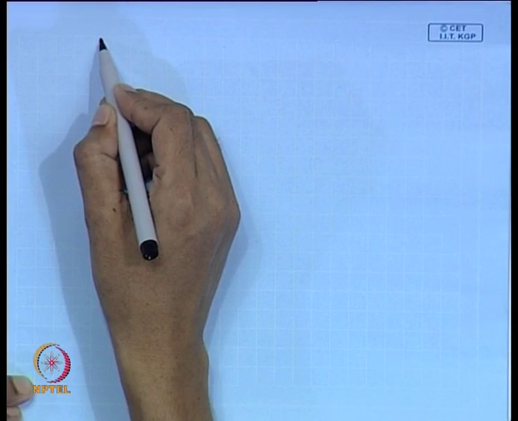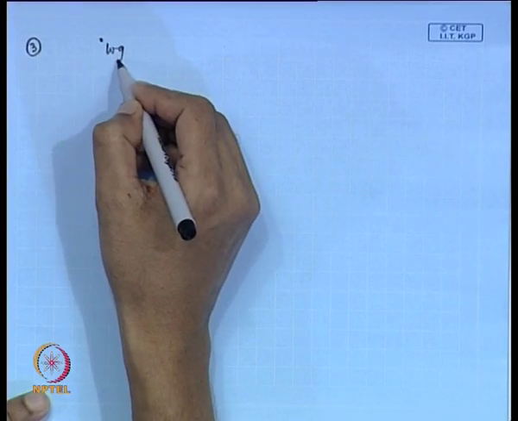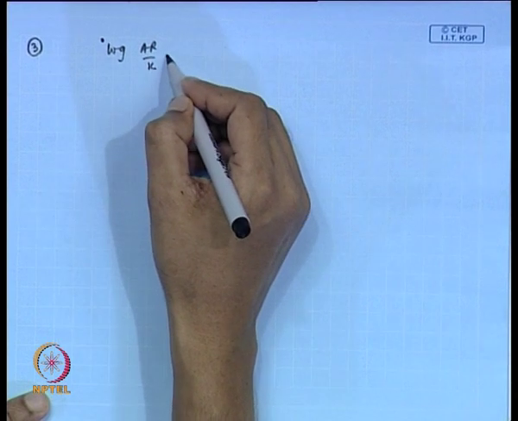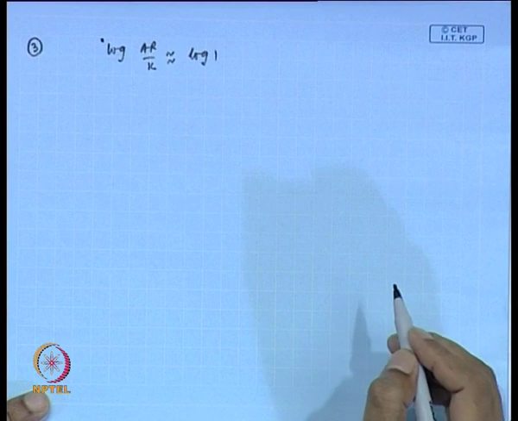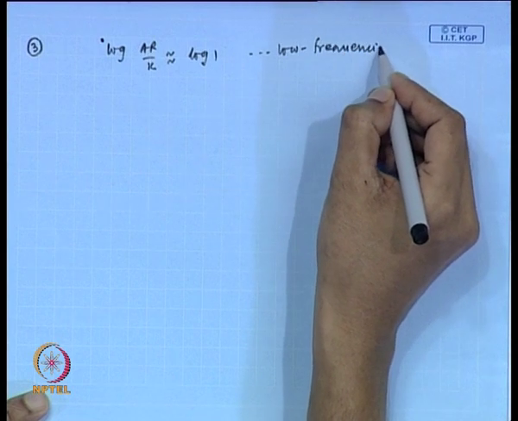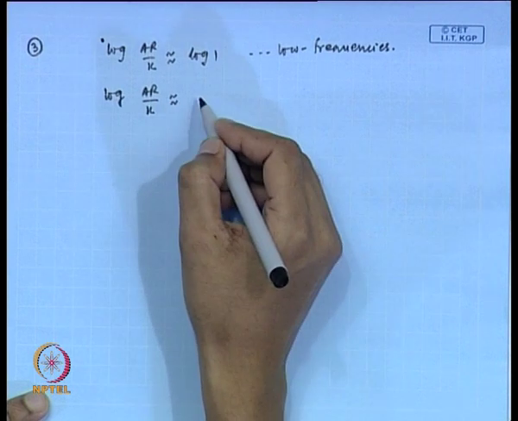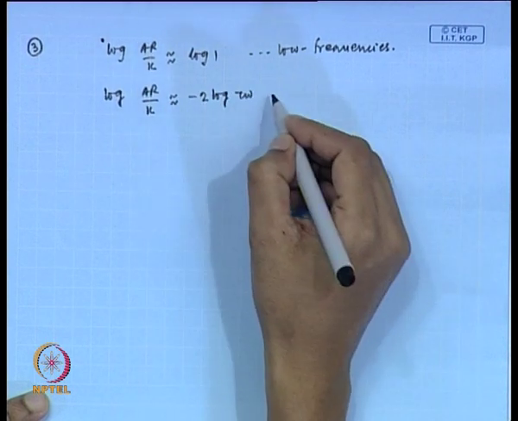Now we can produce the plot of magnitude ratio versus tau omega. Before that, we need to determine the point of intersection. Fine. So, this is a third step. So, we got basically log amplitude ratio by k, which is approximately equal to log 1. This equation we obtain at low frequencies, and for high frequencies we obtain minus 2 log tau omega.